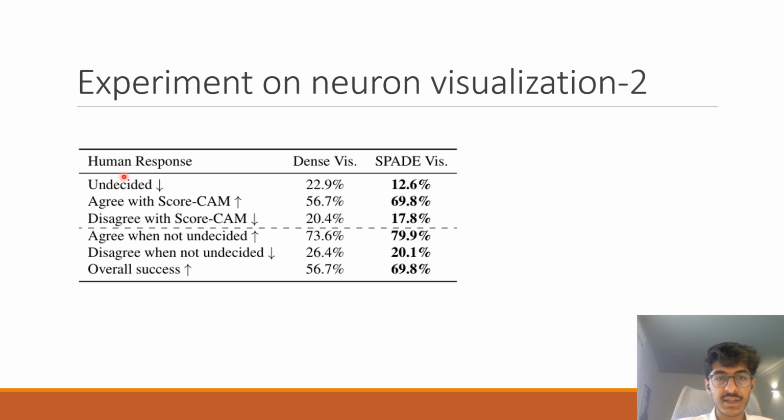And as you can see in the survey results, when we get the neural visualization from SPADE, users are less undecided, and when they decide and choose one option, they are more correct. So we can assume that applying SPADE before neural visualization improves the visualization's helpfulness.